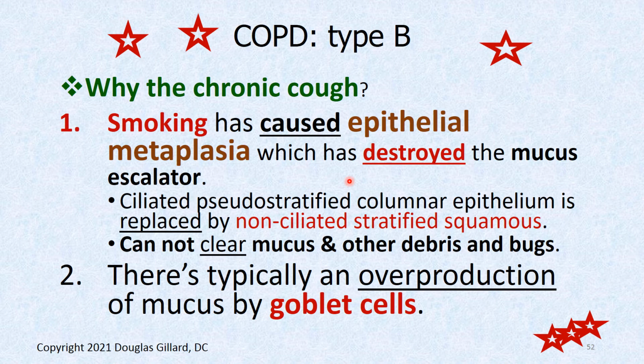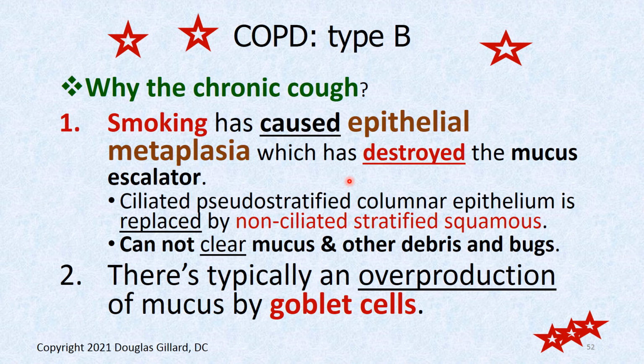you don't have a mucus escalator. So how are you going to get that overnight mucus and all the dirt and bugs and debris that you sucked in all day, how's that going to be cleared out? Well, it's not. You have to physically cough it out, and that's why these people are, especially in the morning, coughing and coughing and coughing.